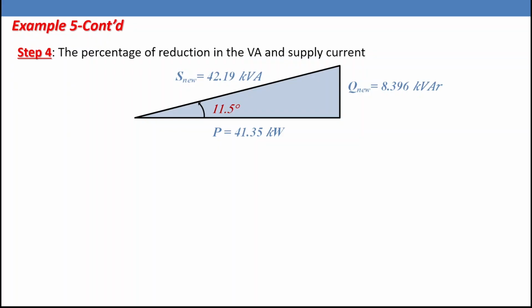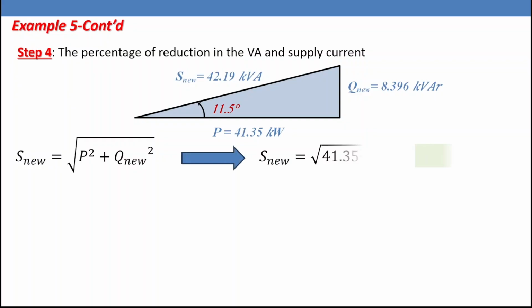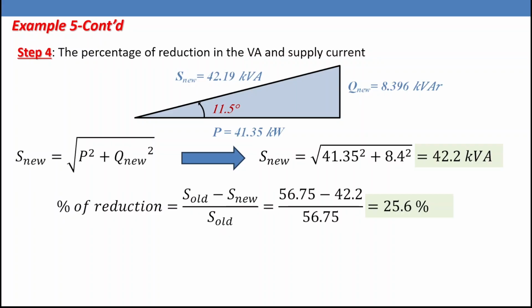So we can calculate the new apparent power. S_new equals root of P squared plus Q_new squared. If we substitute, we get S_new equals 42.2 kilovolt-ampere. What is the percentage of reduction? (S_old minus S_new) over S_old, which is (56.75 minus 42.2) over 56.75, equal to 25.6%. So we can increase the system capacity by 25.6%, or we can feed more load from the same transformer.